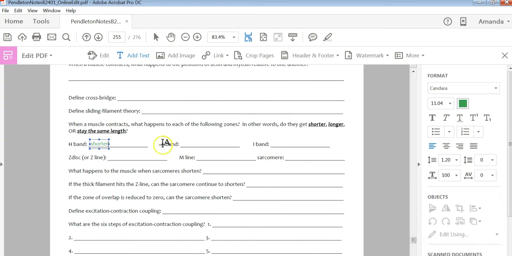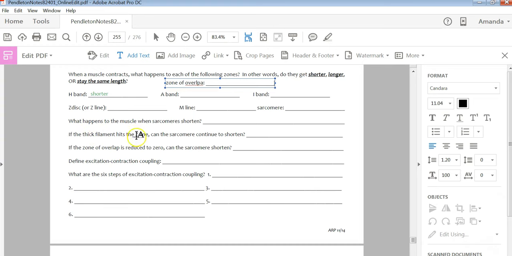Now there's a couple of questions here where it says, if the thick filament hits the Z line, can the sarcomere continue to shorten? So let's use our model and figure that out. So we're back at our model. As a reminder, here's our thick filament, here's our Z line. So if we shorten to the point where the thick filament has now hit the Z line, can we shorten any more? And the answer is no. This thick filament physically cannot get past this Z line anymore. It's hit a dead end. And so this is why our muscles can only shorten so much, because if those thick filaments hit the Z line, there physically can be no more shortening. They can't get past.